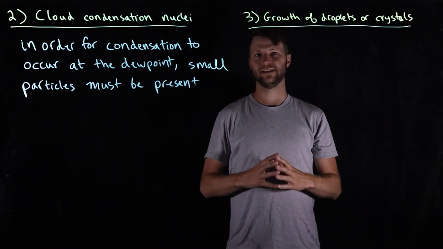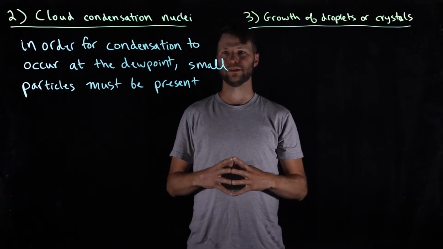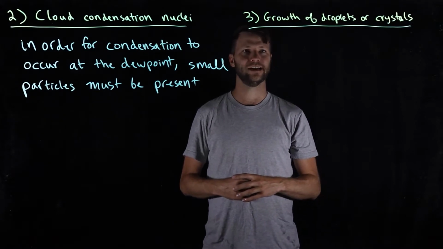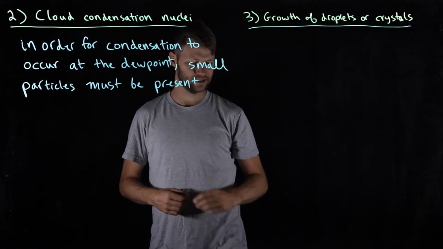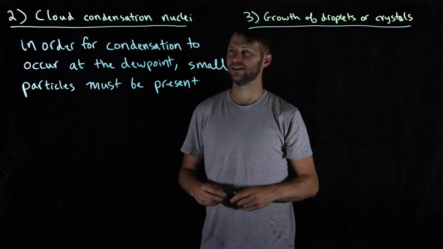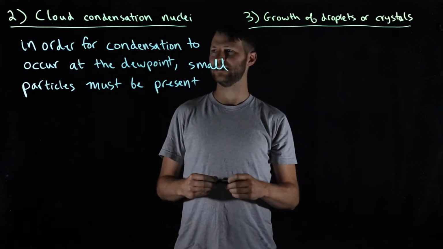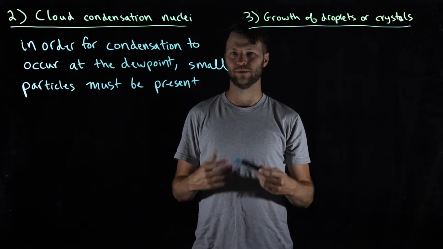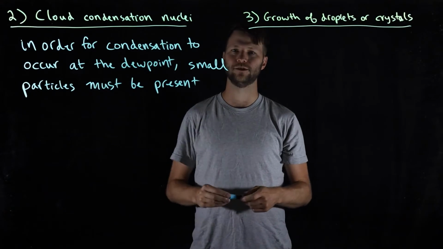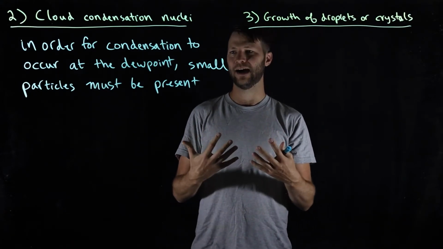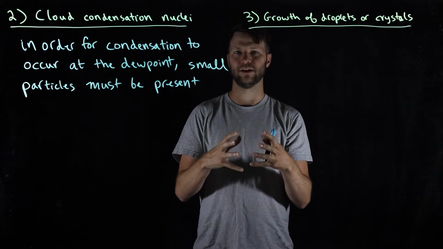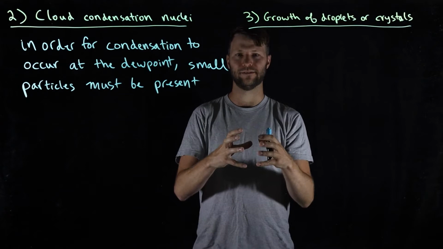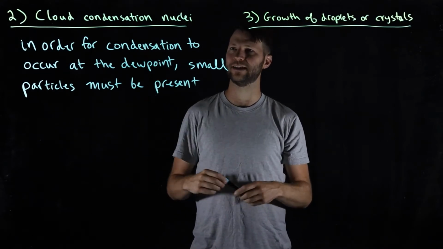Let's talk about the second and third steps in the recipe for precipitation, namely the presence of cloud condensation nuclei and the growth of droplets or crystals. With regards to the cloud condensation nuclei, the idea here is that even when a parcel of air reaches saturation, it's 100% relative humidity, it's at the dew point, it's not possible for the droplets to grow in size unless they have something to hold on to, something to grow off of. And these are called cloud condensation nuclei.